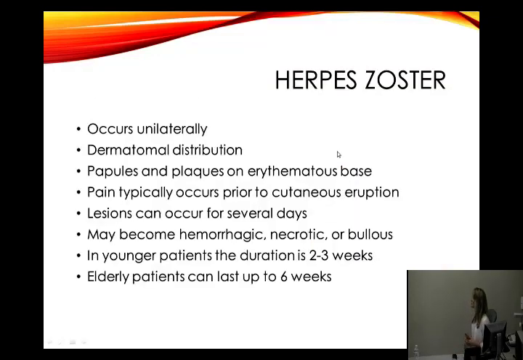It usually is unilateral and it follows a dermatome. Patients typically do have pain prior to the eruption starting. They'll notice itching, pain, discomfort, and then papules and plaques will occur on an erythematous base. These papules and plaques can sometimes also have vesicles in the area. The lesions occur for several days. They can become hemorrhagic, necrotic, or bullous. Younger patients tend to get over this quicker, 2 to 3 weeks, whereas older adults can keep it for up to 6 weeks before it goes away.